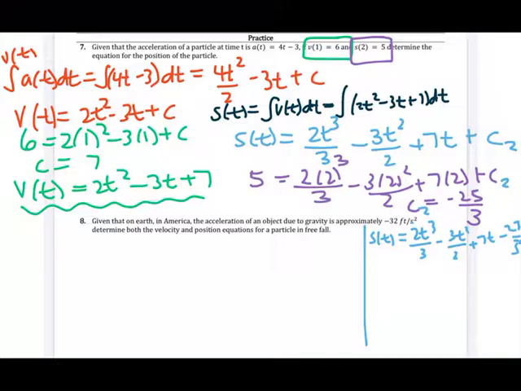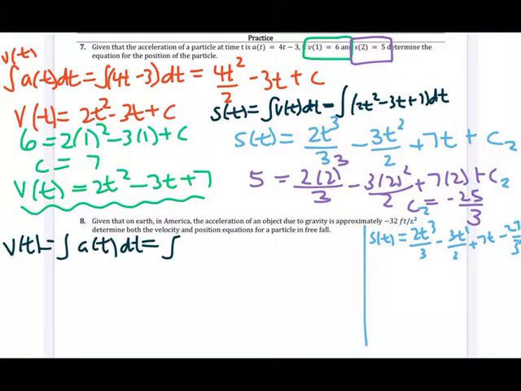Okay, last question, number 8. Given that on Earth, in America, the acceleration of an object due to gravity is approximately negative 32 feet per second squared. Given the acceleration, determine both the velocity and position equations for a particle in free fall.